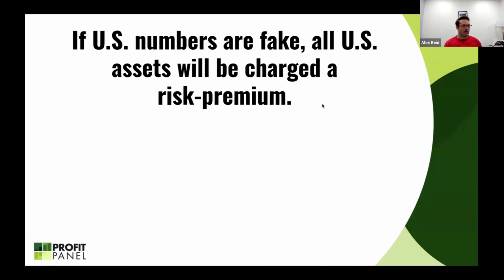Either way, if those numbers are fake or if they're not fake, they're bad. That's not great for the jobs economy. If they are fake, then U.S. assets are going to be charged a risk premium, because the basis of the entire U.S. equity market plus the bond market is that it's stable, a knowable entity, and transparent.